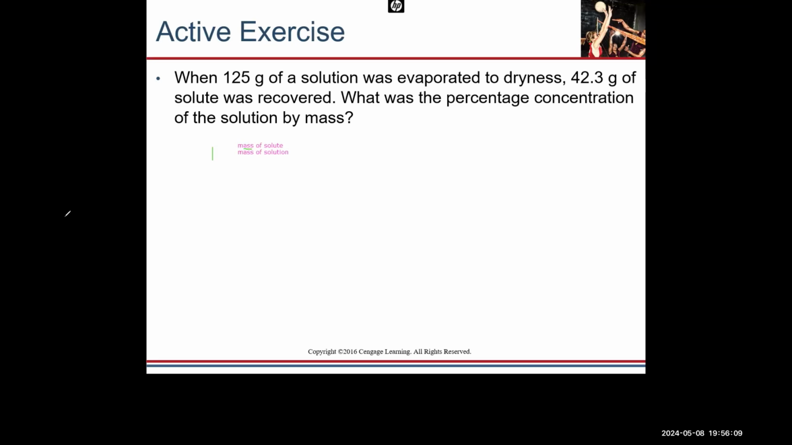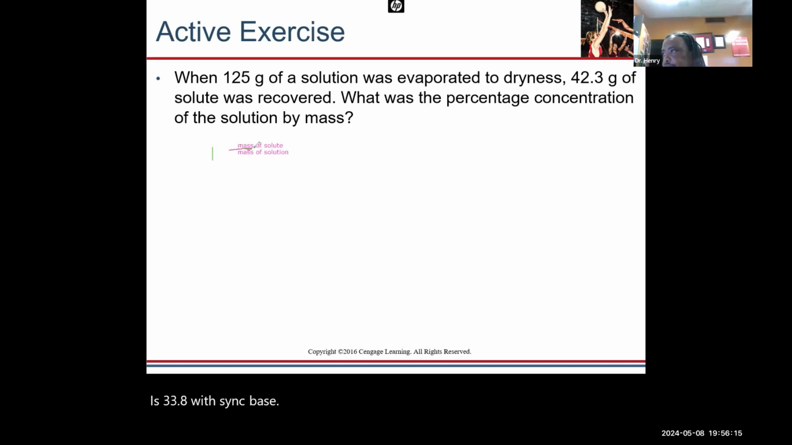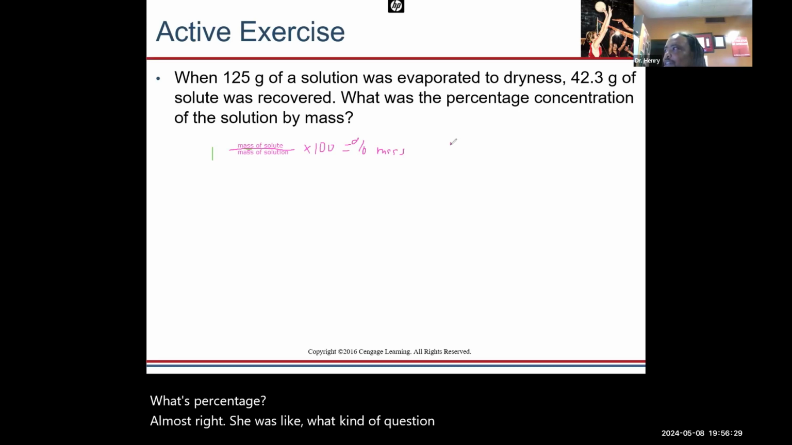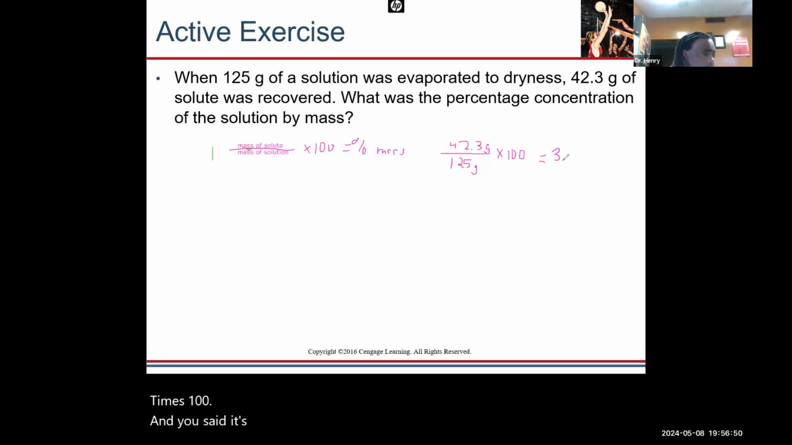So that should be 33.8 with sig figs. That's percentage. I almost wrote G. I was like, look at the question. Wait a minute. No, you said it's 42.3 divided by 125 times 100. And you said it's 33.8.